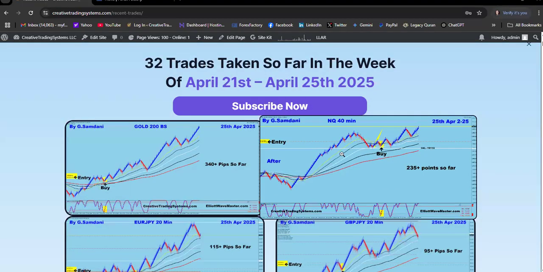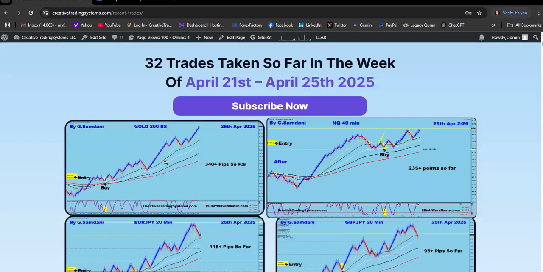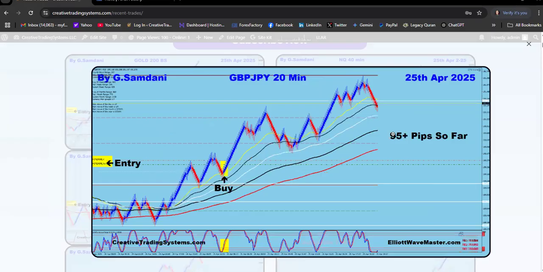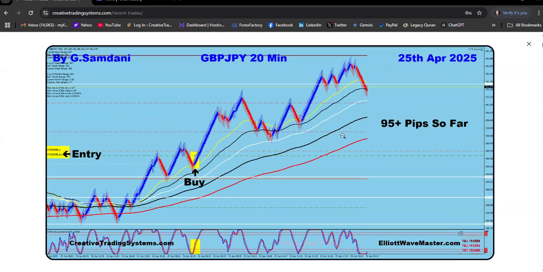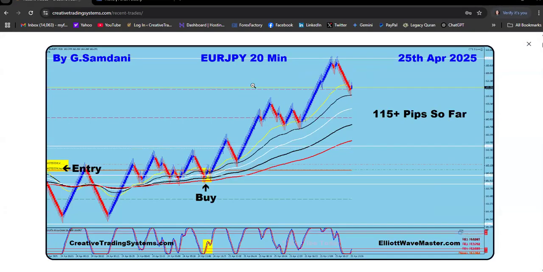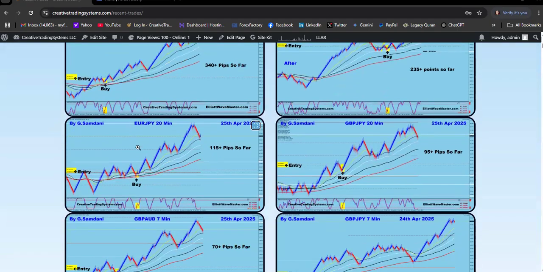So for example, last Friday's trades: this is NASDAQ, 235 points. This one is gold, 340 pips. This one is pound yen, 95 on Friday. And this one is 115 euro yen on Friday. But notice that all of these trades, for example, these two, this is euro yen, this is pound yen.